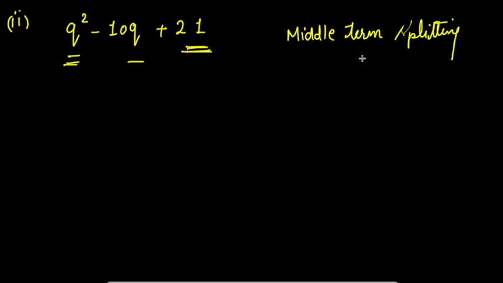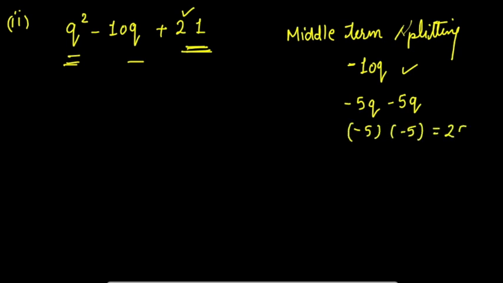Okay, so you have to write minus 10q. We always pick with the sign such that the solution should be minus 10q and your product of the constant should be equal to 21. So if I write this as minus 5q and minus 5q, the solution is minus 10q. But if I multiply minus 5 into minus 5, it is giving me 25. And what I need? A 21. So I have to see another combination.